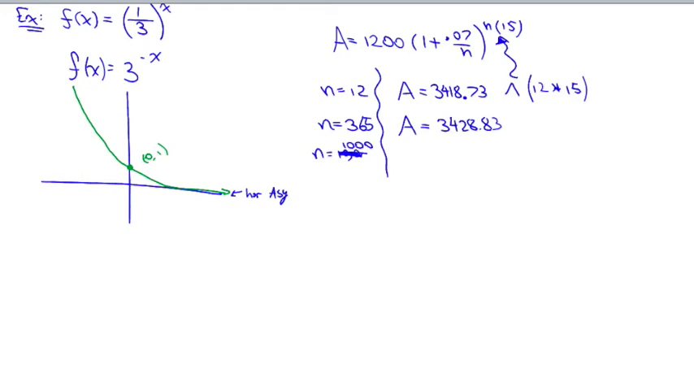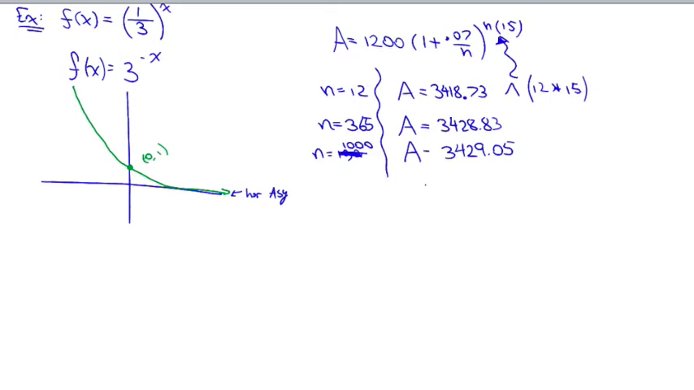So instead of every day, approximately every third of the day. So what would A equal there? Do you think it'll go up more than $10? So you're expecting $3,438? What is it? I got $3,429.05. Ooh, it didn't go up that much.